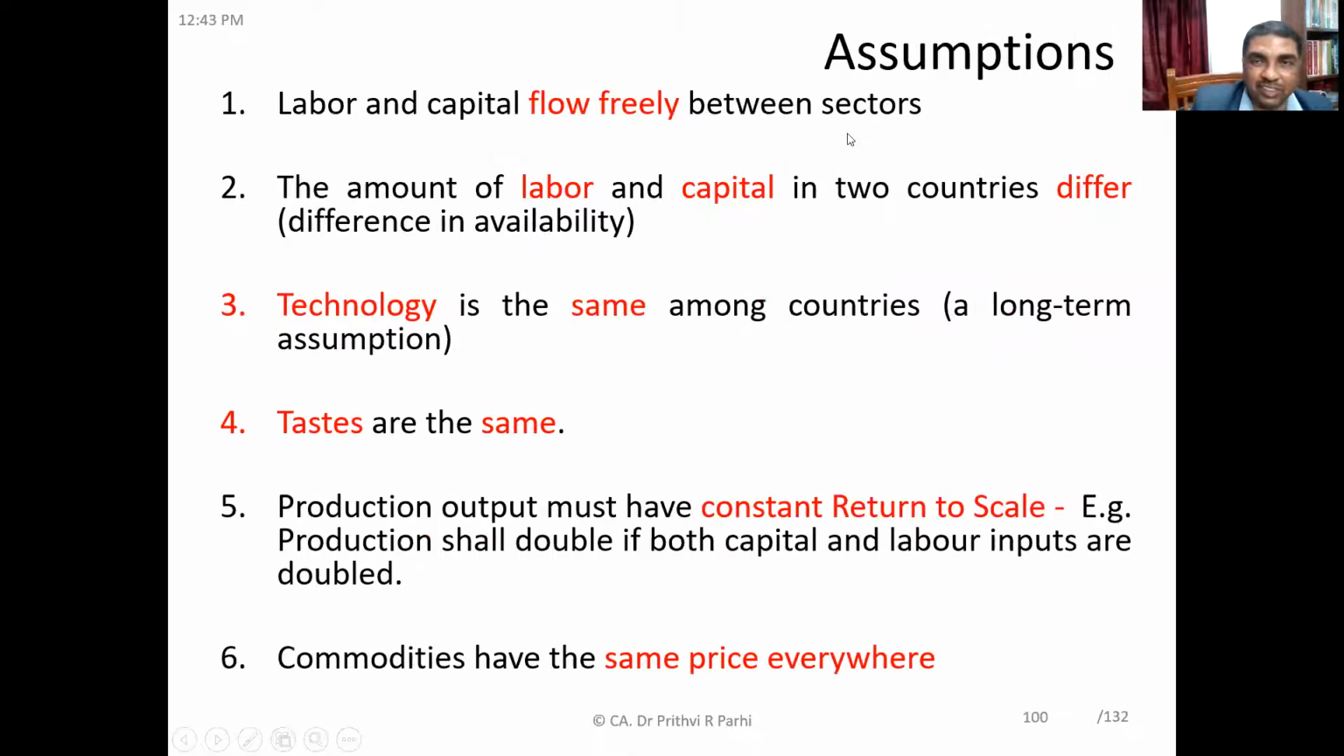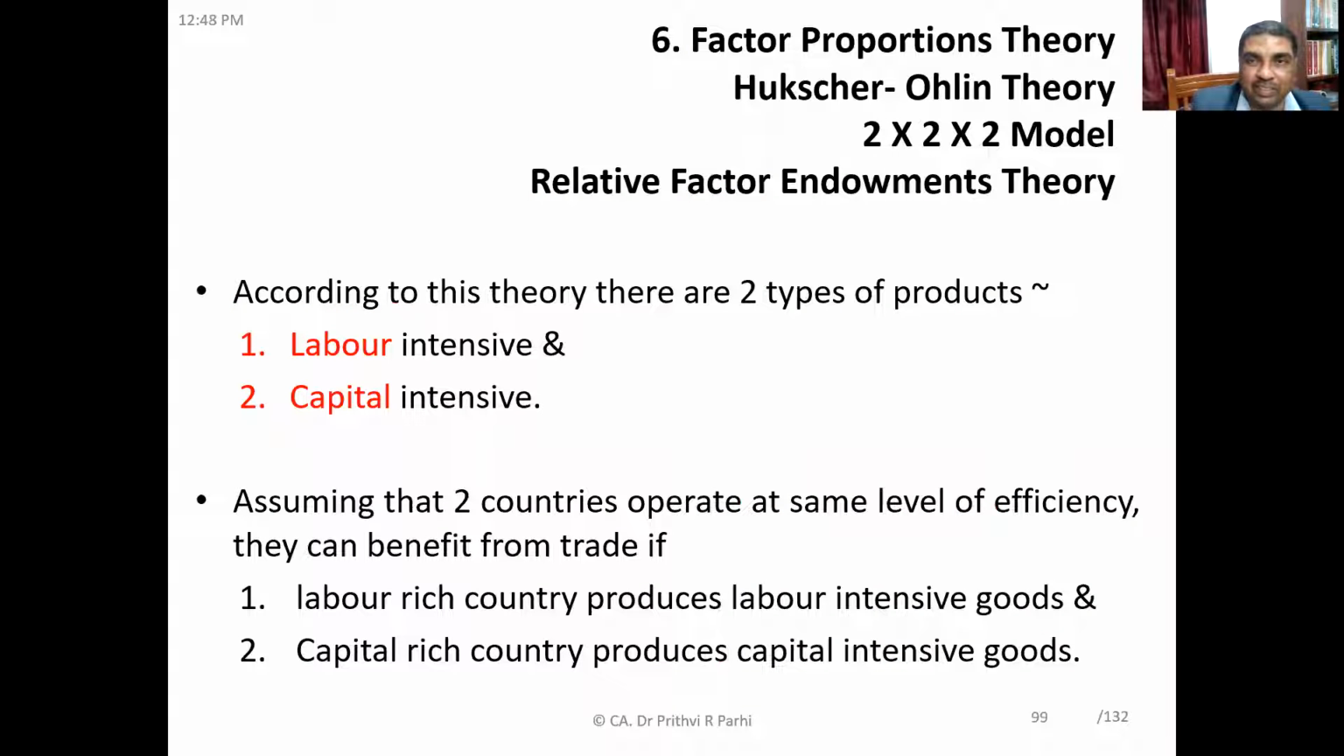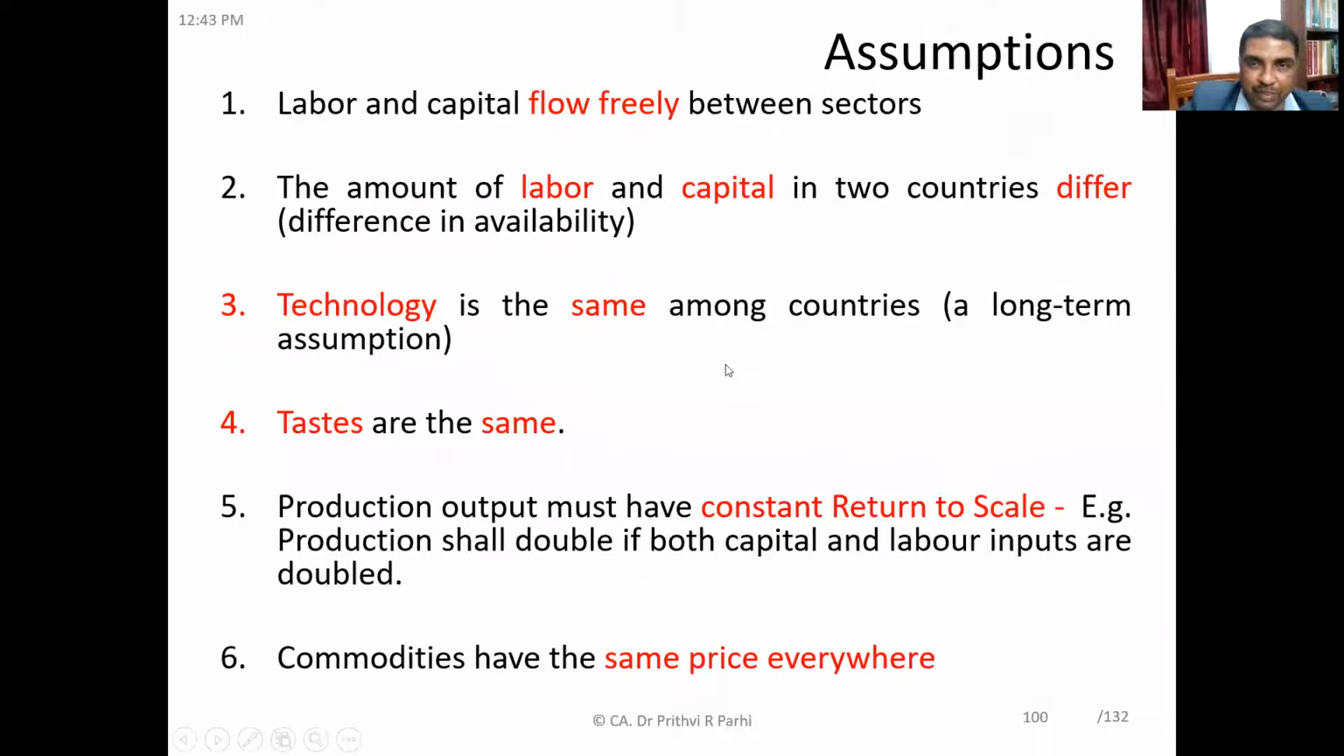So this is the theory which is referred to as factor proportions theory, or Heckscher-Ohlin theory, or the 2 by 2 by 2 model. This is also referred to as the relative factor endowment theory. Hope we have understood this.